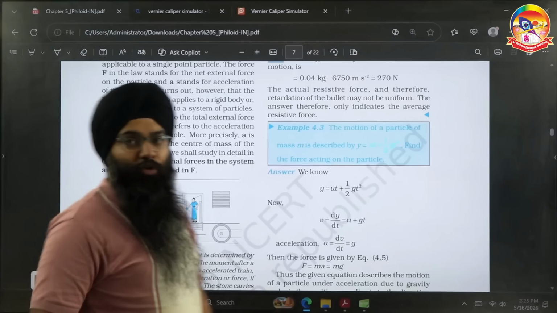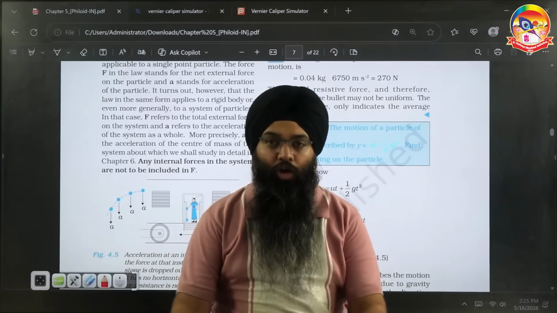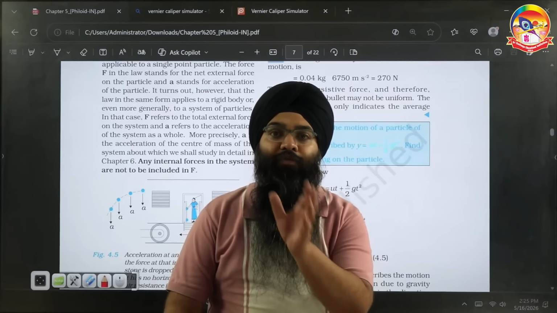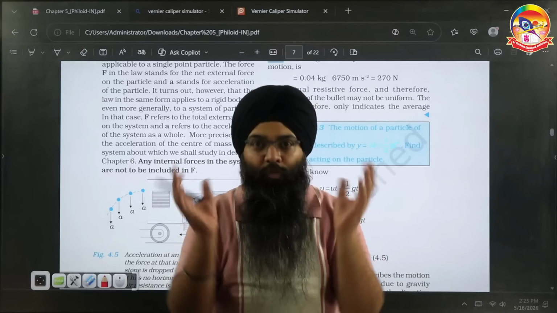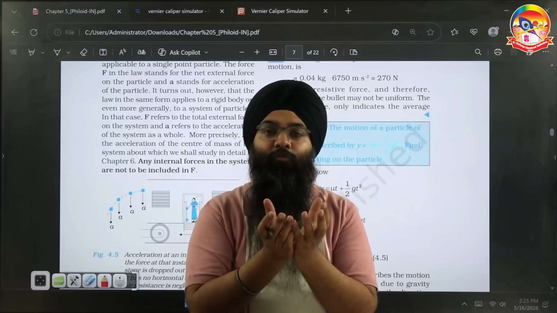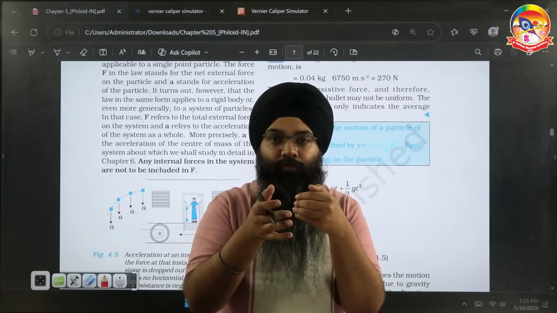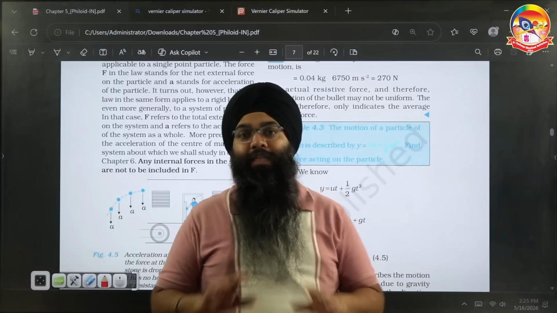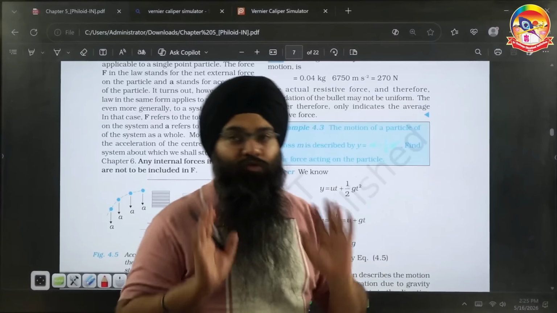One more thing which I want to tell: whenever you discuss Newton's second law, in that F is equal to ma, when you are applying it and there is a system of bodies involved, more than one body, then in the system of bodies the internal forces which one body applies on the other will not come into the picture. Only the net external force will come into the picture.